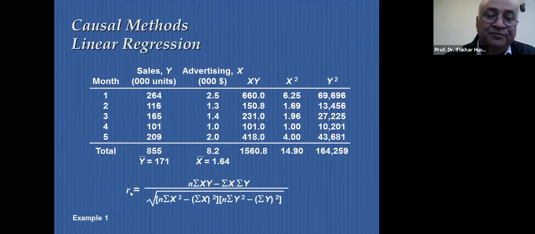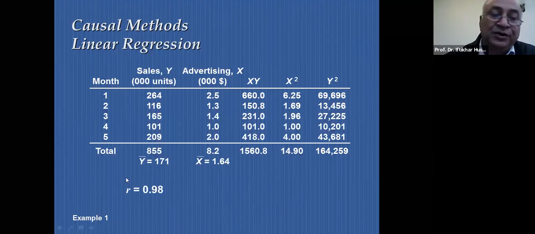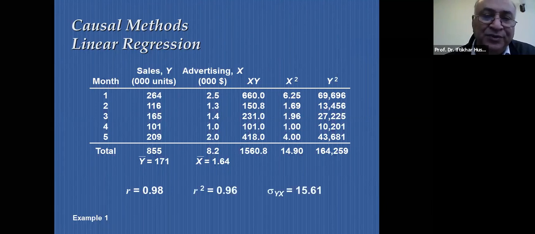And this is the relationship coefficient. This is the way we calculate it. Now, its value in this particular example is 0.98. The higher the value, the stronger is the relationship between the two factors. And then R square, and then sigma yx.